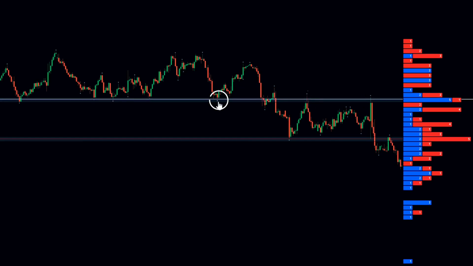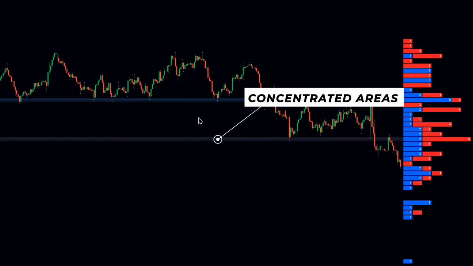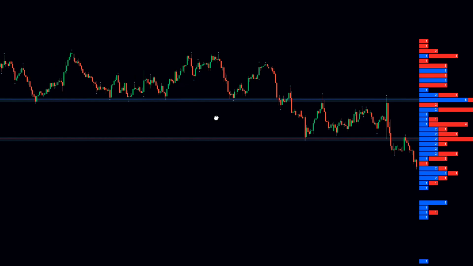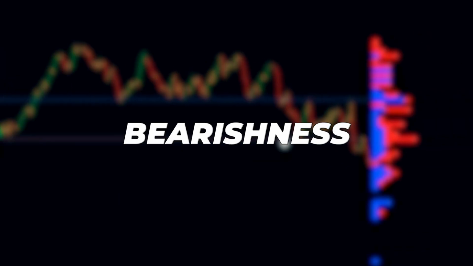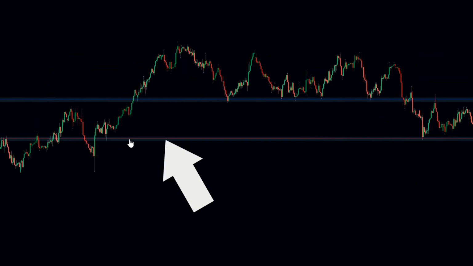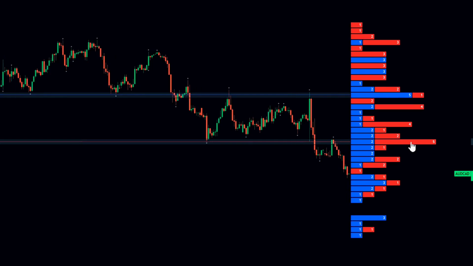In addition to the rows, there are 2 horizontal zones called concentrated areas. These zones are derived from the rows with the highest concentration of pivot highs or lows. For example, a red zone indicates bearishness, often considered a resistance level because its row has the largest concentration of pivot highs. Conversely, a blue zone derived from the row with the most pivot lows is seen as bullish, often a support level. These zones form the foundation for how we'll use this indicator to trade.